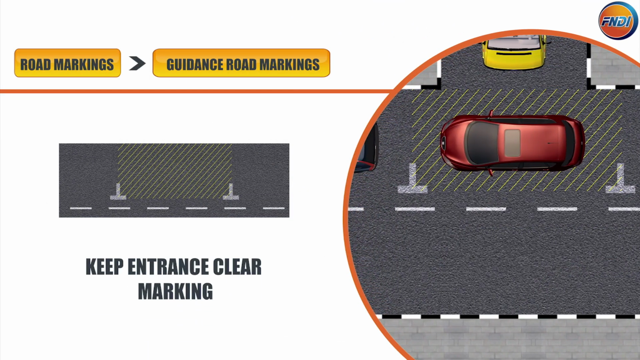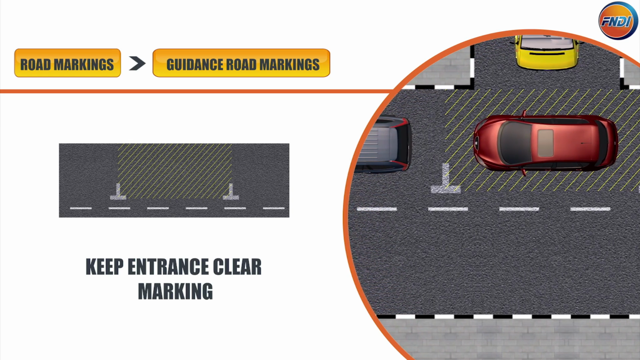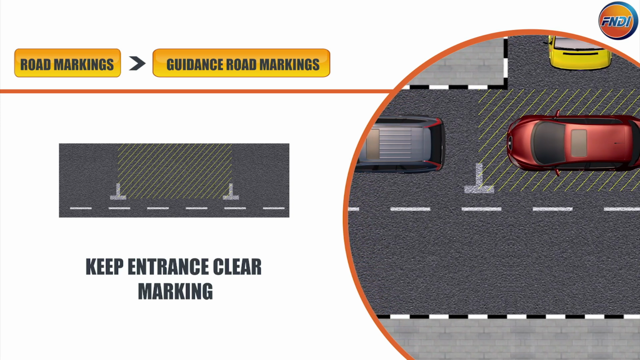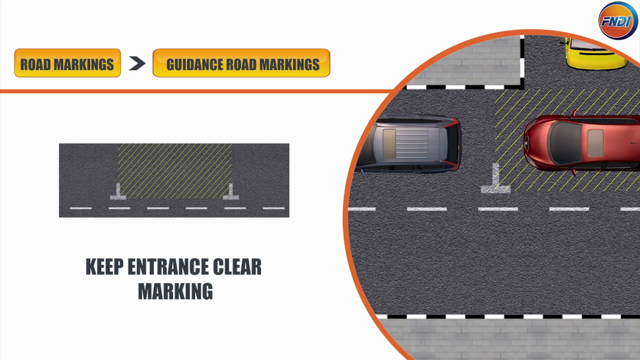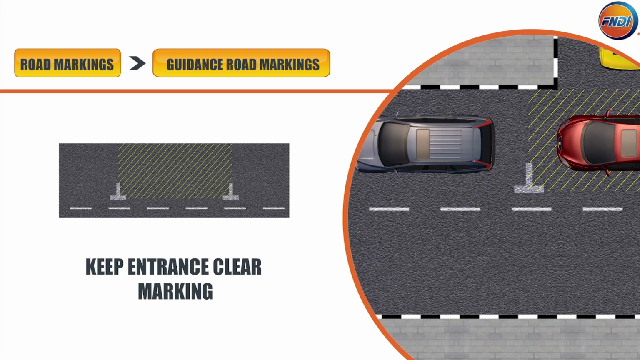Keep the entrance clear. This yellow marking is used at the entrance to keep it clear. It is found at the entrance of government buildings, schools, or off-street premises. Motorists must not wait, stop, or park their vehicles in front of this particular area because it may obstruct the way and view.